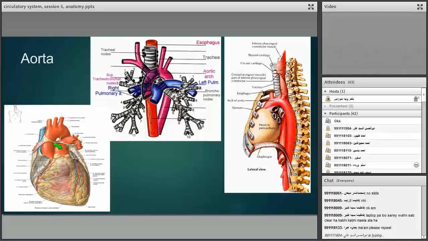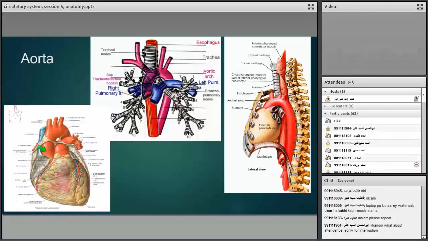The pulmonary trunk is placed on the left and behind the ascending aorta, and also we have the superior vena cava on the right side of the ascending aorta. Okay?